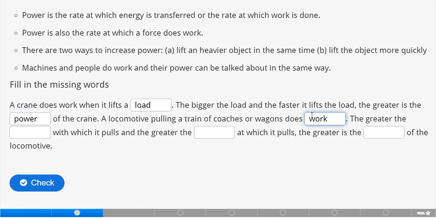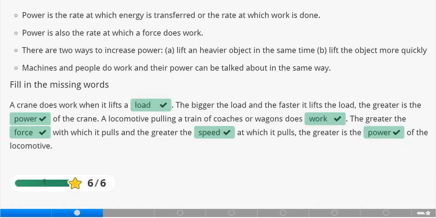The greater the force with which it pulls and the greater the speed at which it pulls, the greater is the power of the locomotive. So let's check. That is correct. So we move on.